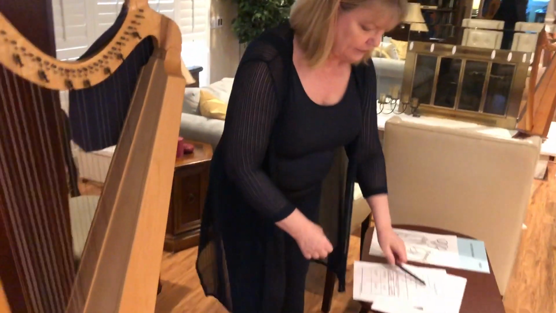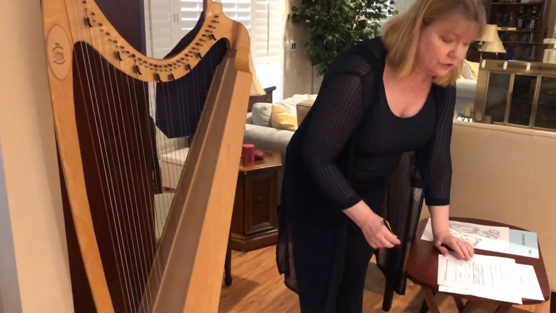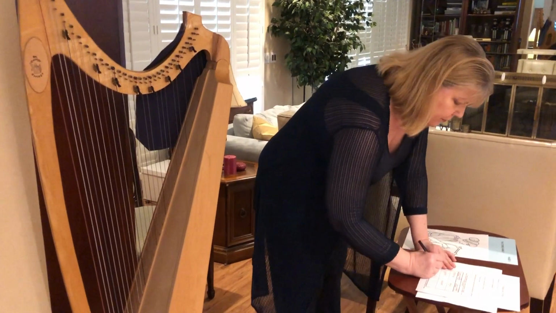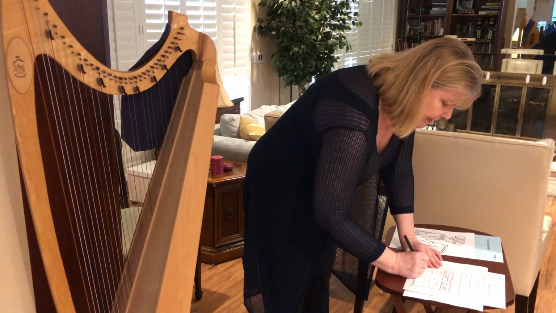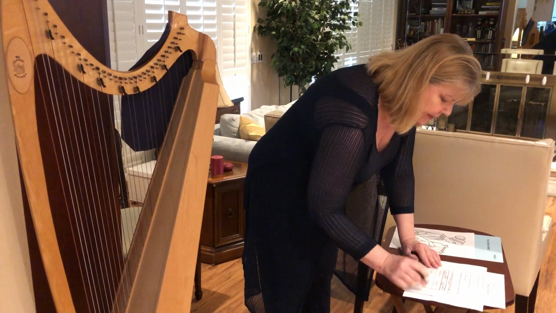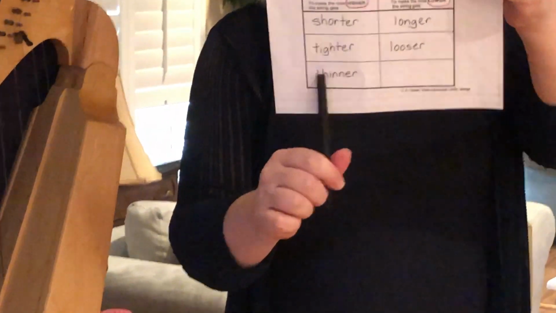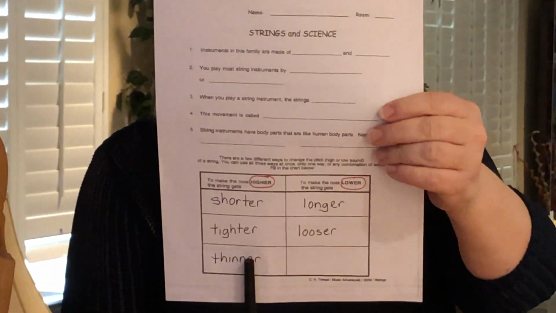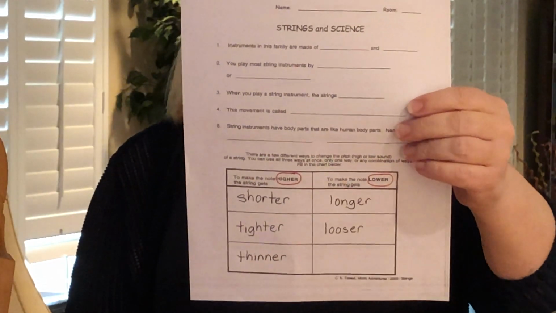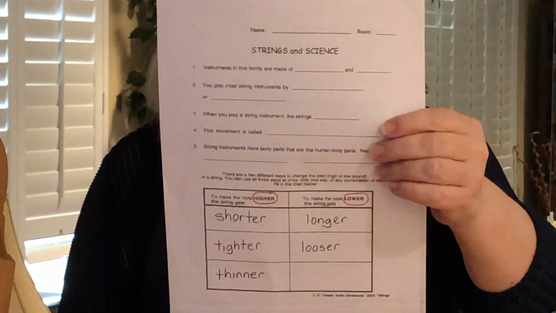And we're going to finish our instrument chart and write that down. So, in the last box, under shorter, tighter, we're going to write thinner. There are two N's in thinner. T-H-I-N-N-E-R, thinner. The thinner the string, the higher the note.